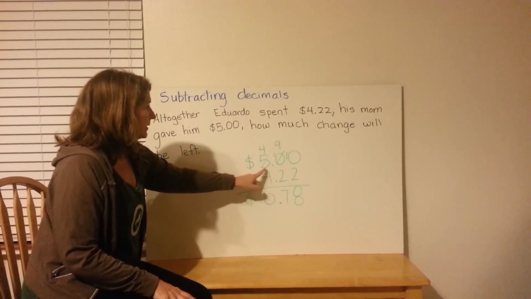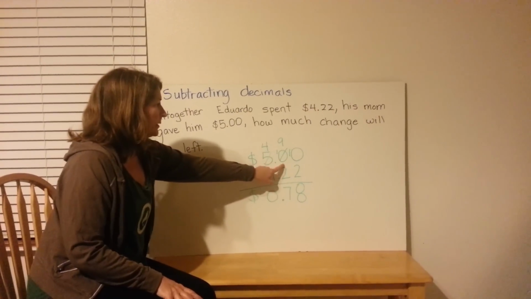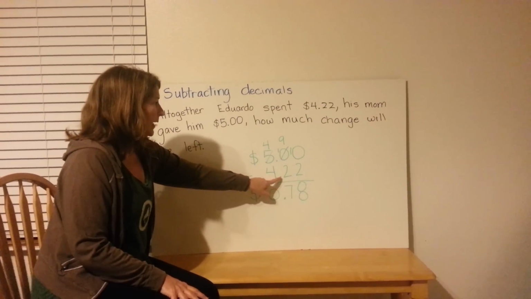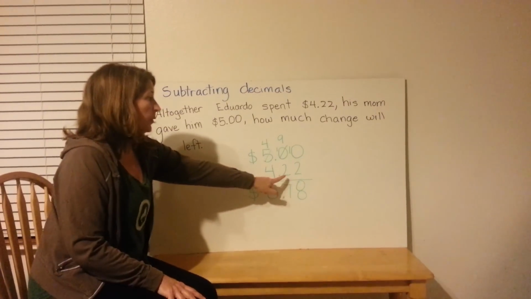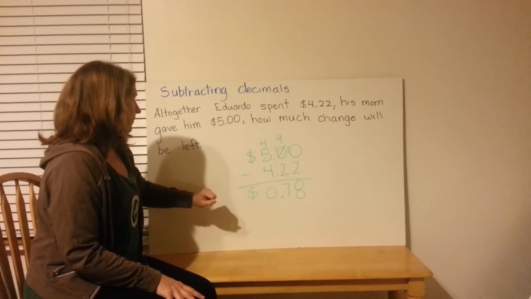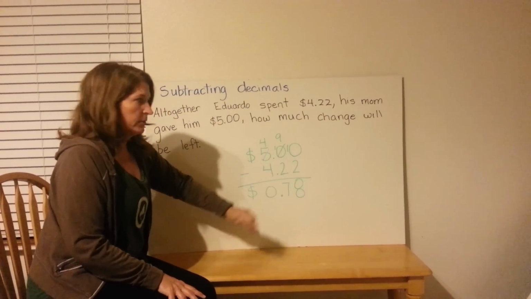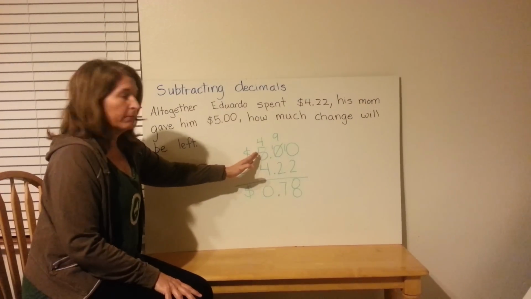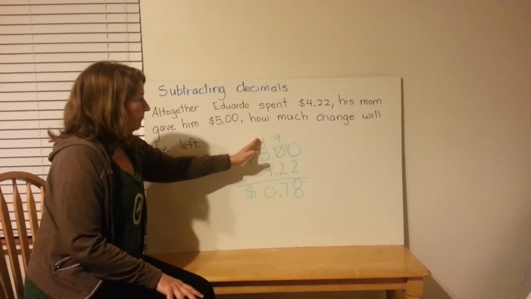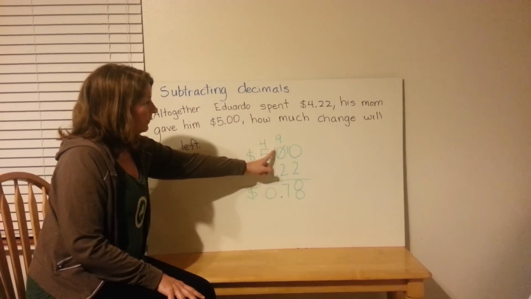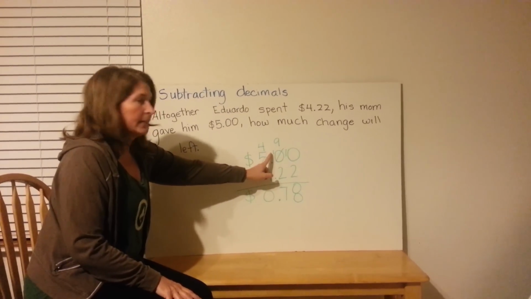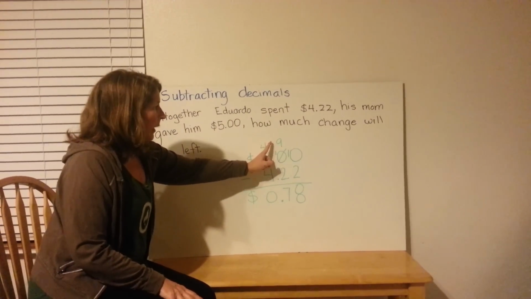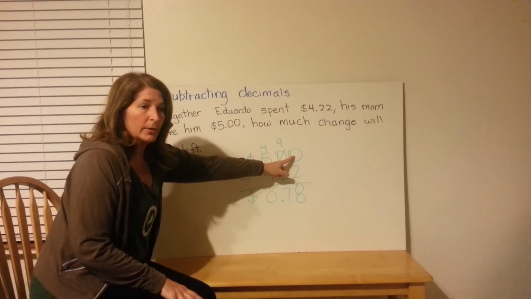Again, let's line up our decimals. 5.00, that's $5.00, minus $4.22, or 22 hundredths. Okay? 0 minus 2, I can't do it, so I have to regroup. I can't borrow from here, so I come on with the 5. I borrow 1 from the 5, and that becomes a 4, and I carry that over to the 0, and I make that a 10. Borrow from the 10 and I make it a 9.